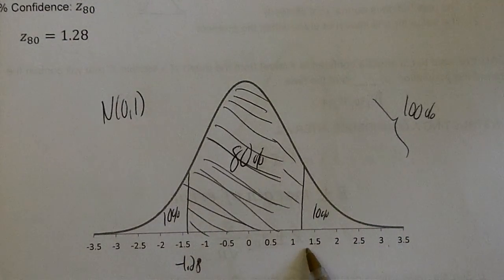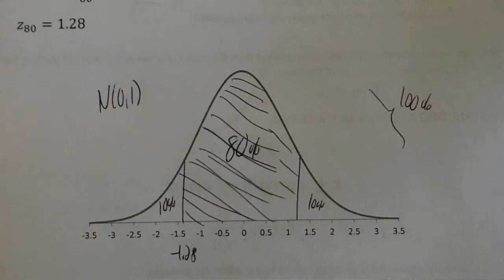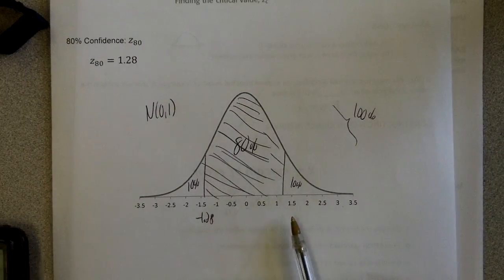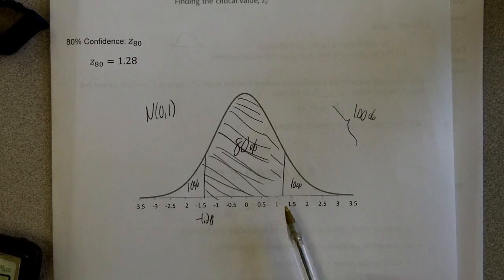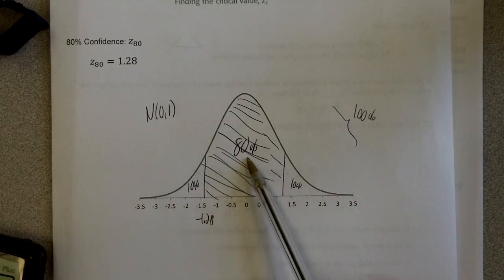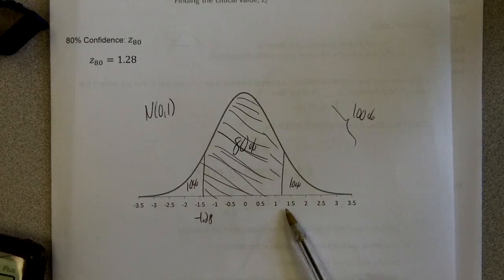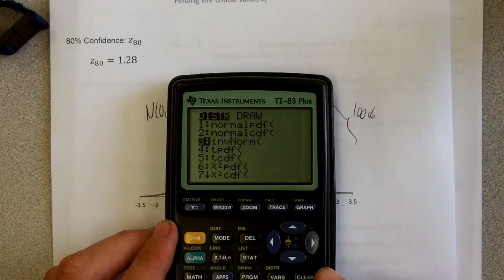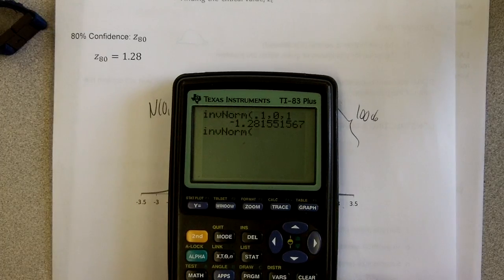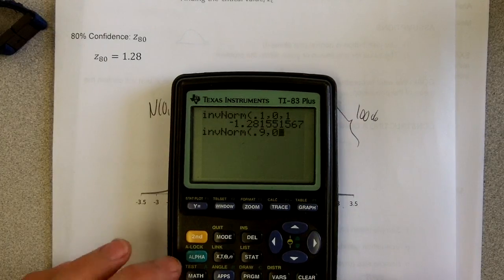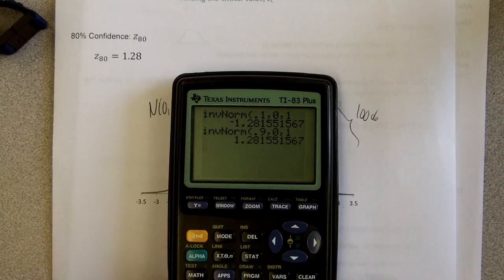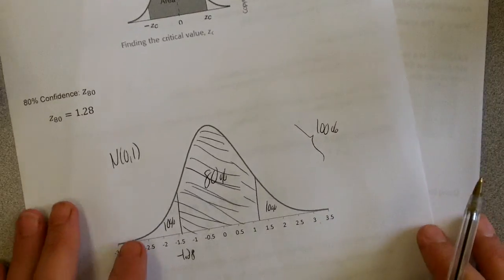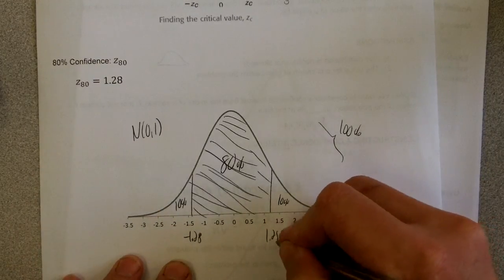To find the other z-score, I need to zoom back out for you real quick. If you think about it, the area to the left that we could plug into the calculator would be 80% plus 10%, so that would be 90%. Again, I would go back to second VARS, option number 3, inverse norm. Now let's do 0.9, 0, and 1, and you should see that you get the positive 1.28. Again, based on the symmetry, you would get those respective values every time.